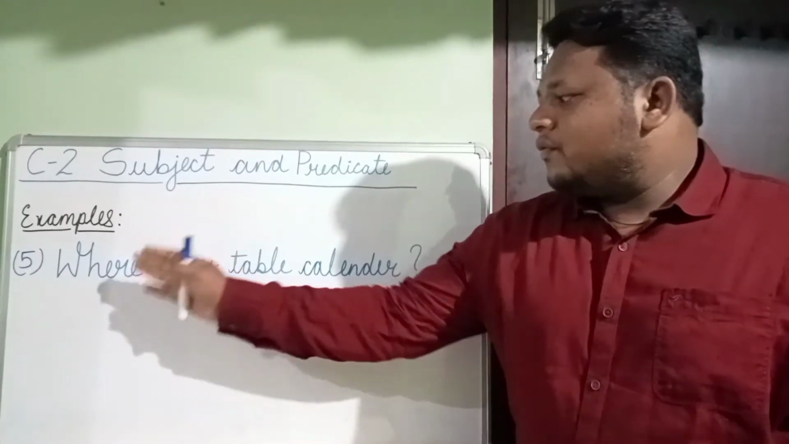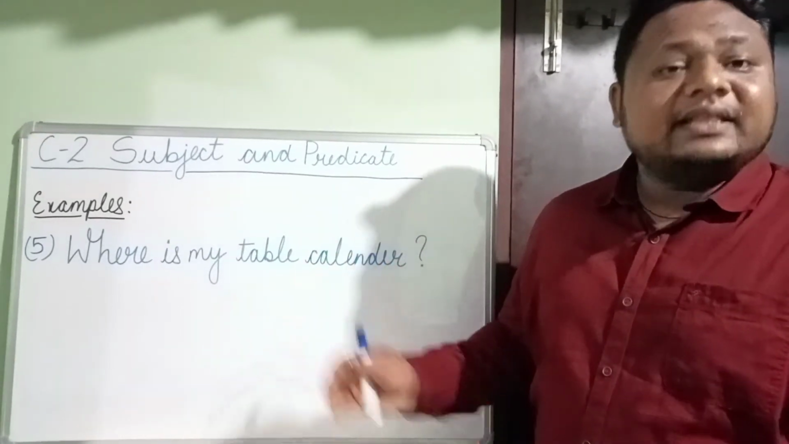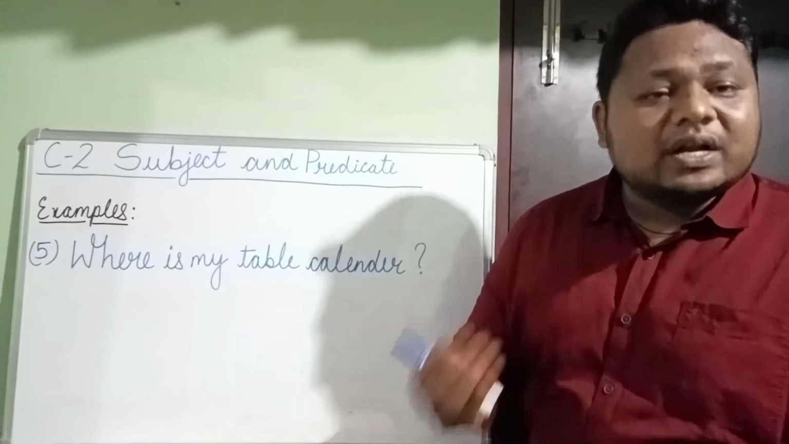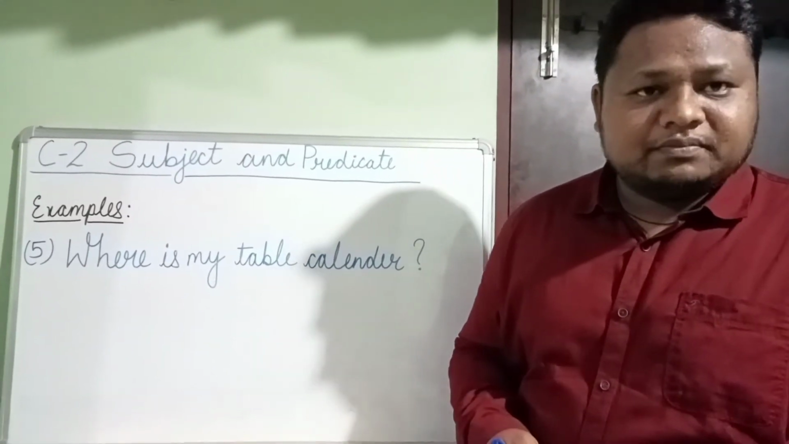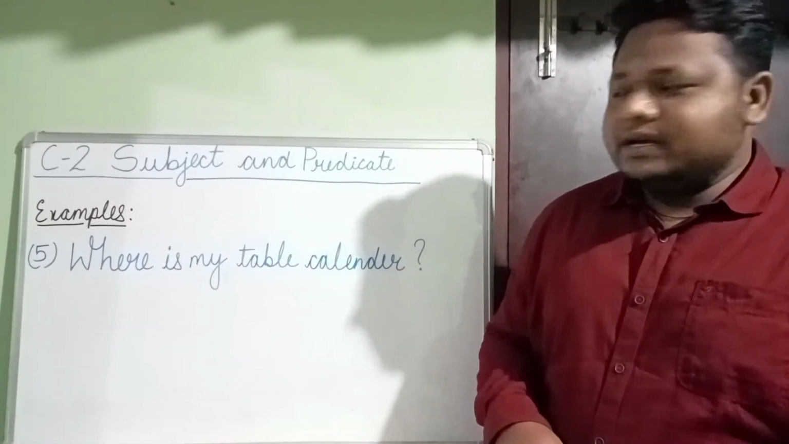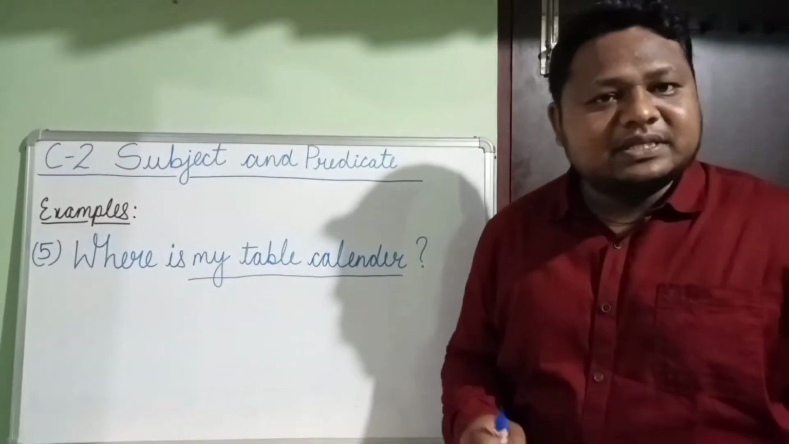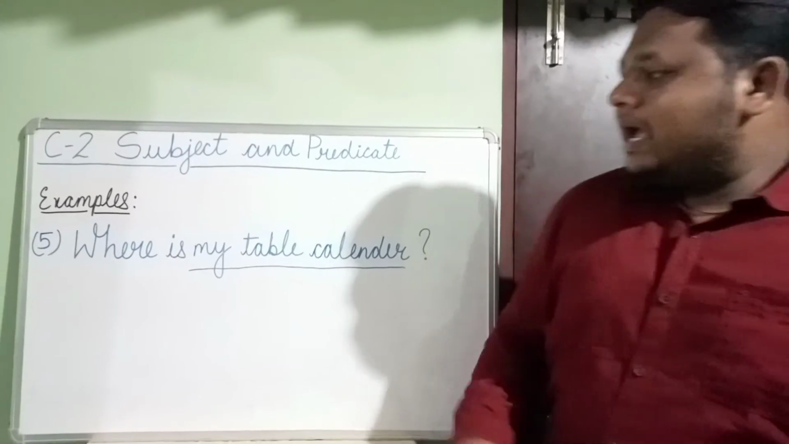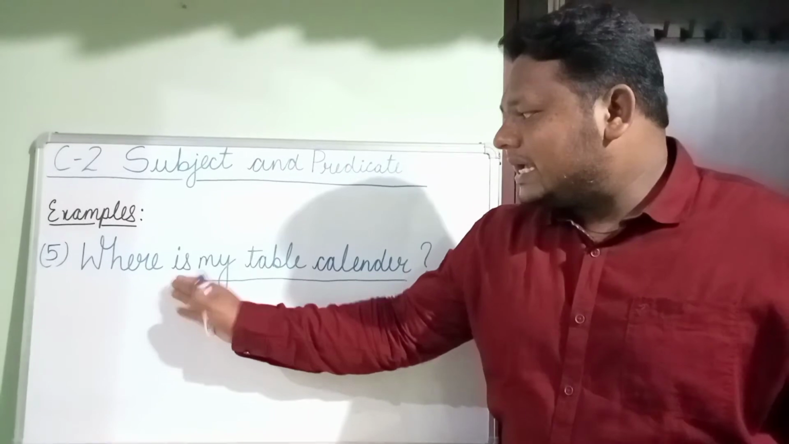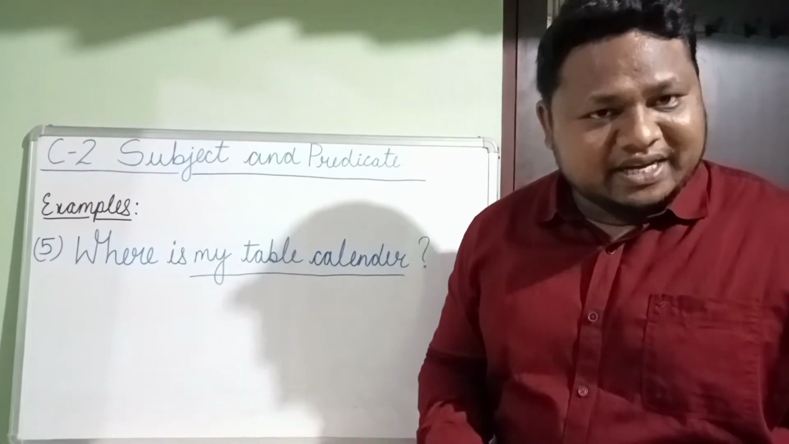Example 5. Where is my table calendar? Children, this is an interrogative sentence. Now, in this sentence, what are we inquiring about? We are inquiring about my table calendar. So, my table calendar becomes our subject. And in this part of the sentence, we have an auxiliary verb, is. So, where is becomes our predicate.